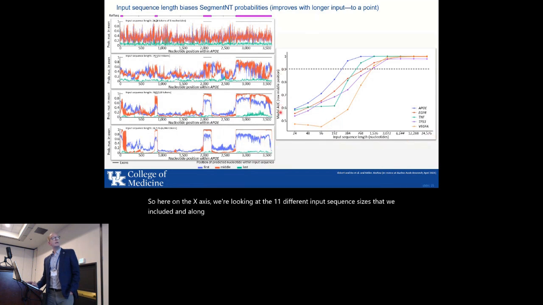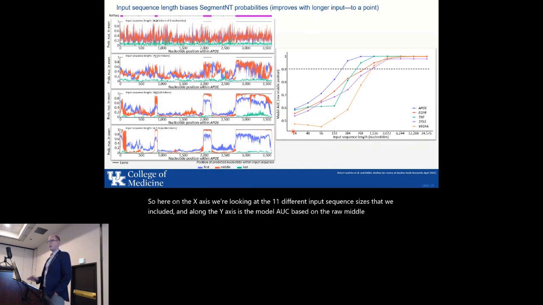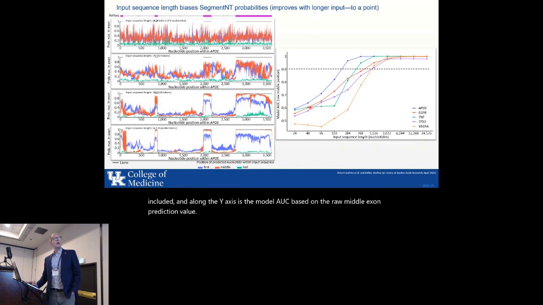And along the y-axis is the model AUC based on the raw middle exon prediction value. Each line represents one of the 5 genes. In the beginning, there's quite a bit of variability in terms of how well the model performs. Looking at the point where each gene surpasses 0.9 AUC, it's actually at a different point.